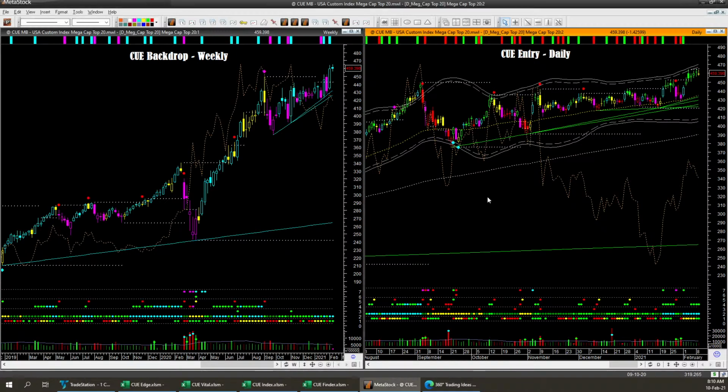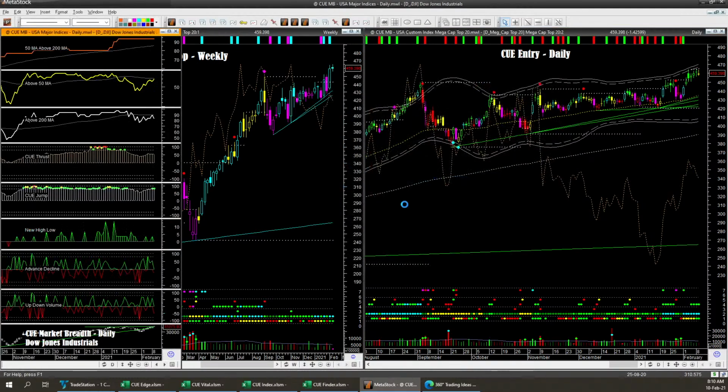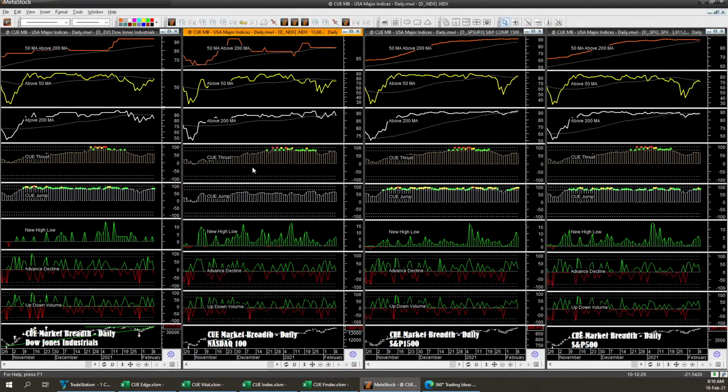Let's look at the other market internals. I'm going to look at the major markets to look at the percentage calculation. The major markets are Dow Jones, Nasdaq 100, S&P 1500 and S&P 500. The percentage of stocks with 50 MA above 200 MA: for Dow Jones it is flattening out. For Nasdaq it is flattening out. For S&P 1500 it is continuing to go up. S&P 500 also it's continuing to go up.